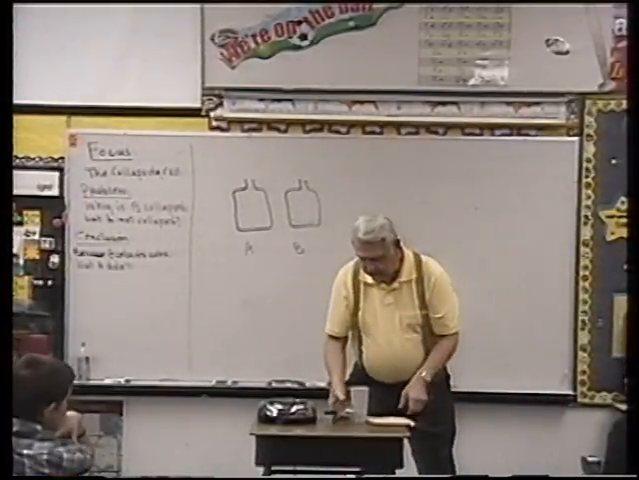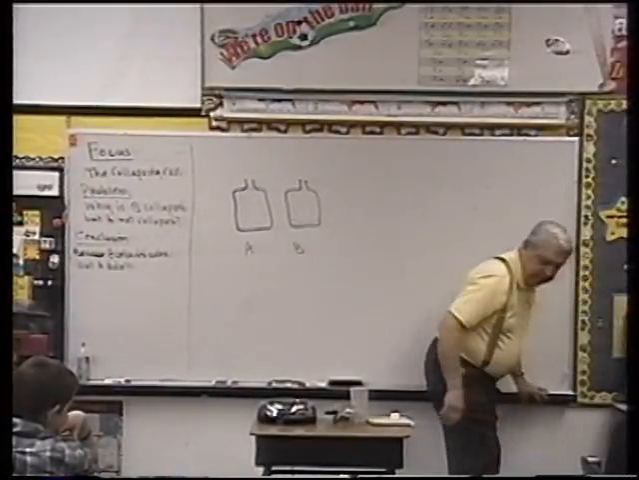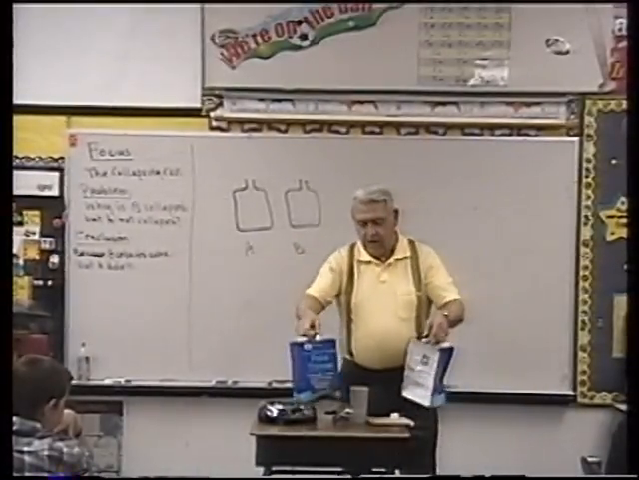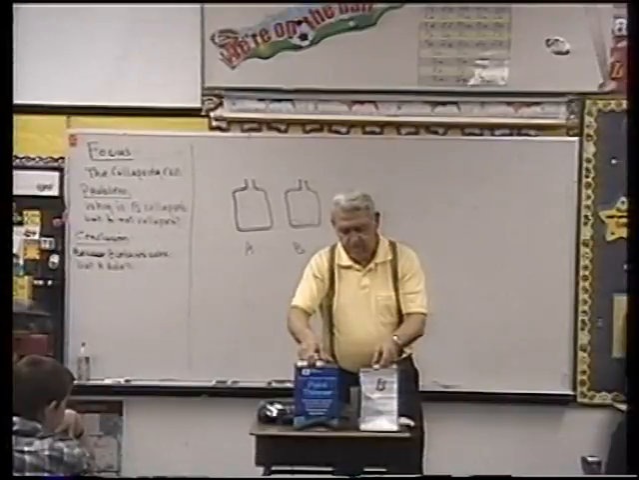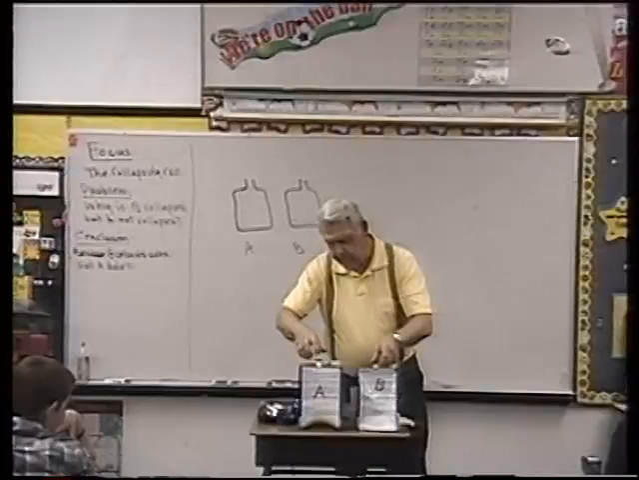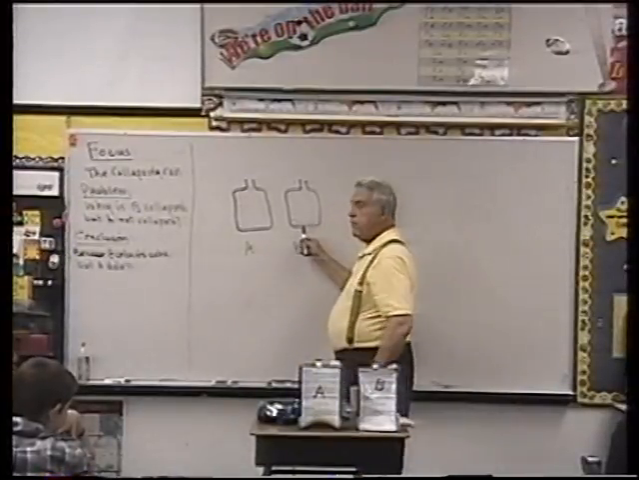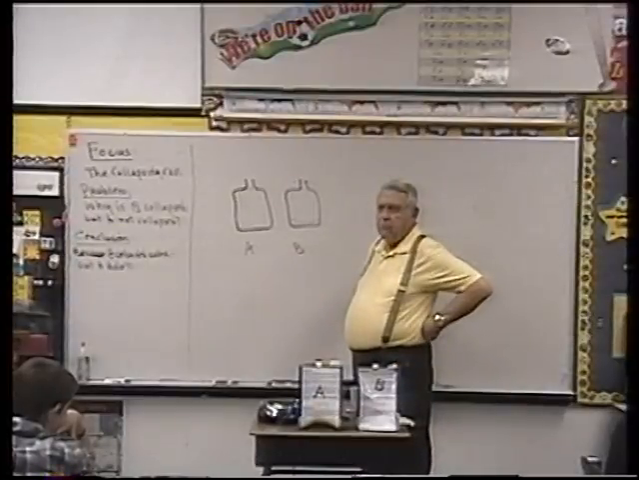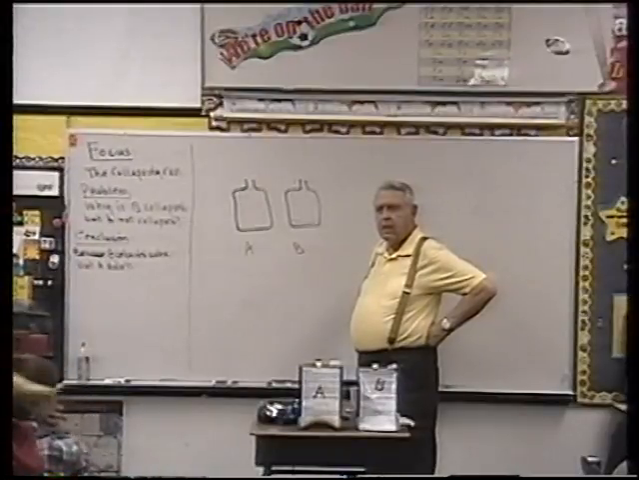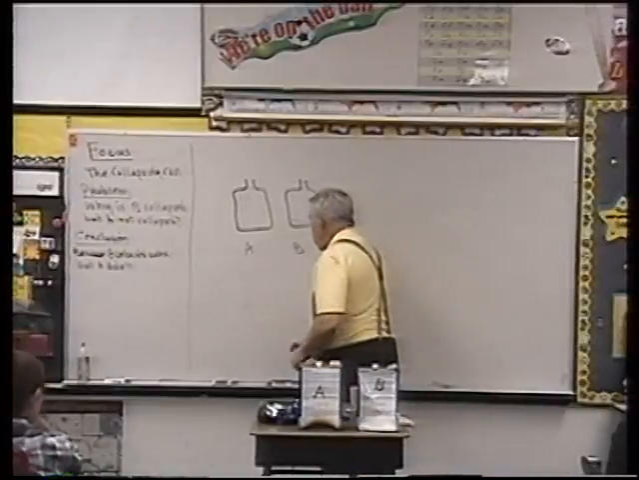Okay, now we'll go back to A and B. A is not collapsed, but B is. We know that I put water in B, but not A. Then what did I do? What's the next step I did, Megan? You put A on there without any water on it, and it didn't dent.